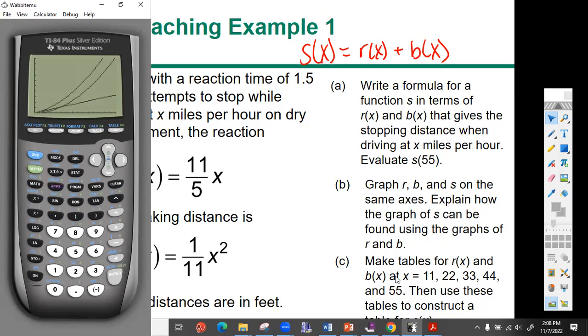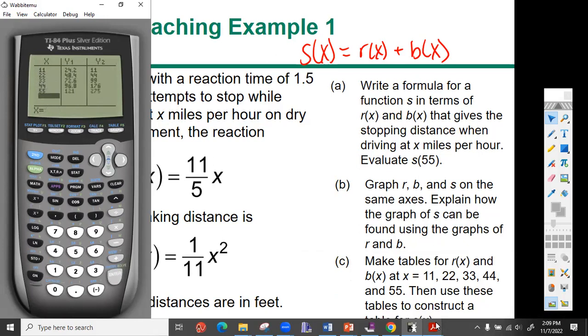Okay, so we can compare by looking at a table. Do you guys remember how to change our table to only see certain values? Second window, and I want to change my table from auto to ask. So I'm going to go from auto to ask. And when I go look at the table, I can now put in the value. So if I put in 11, I'm going to put in 22. I'll put in 33. I'm going to put in 44, and I'm going to put in 55 as my speeds.